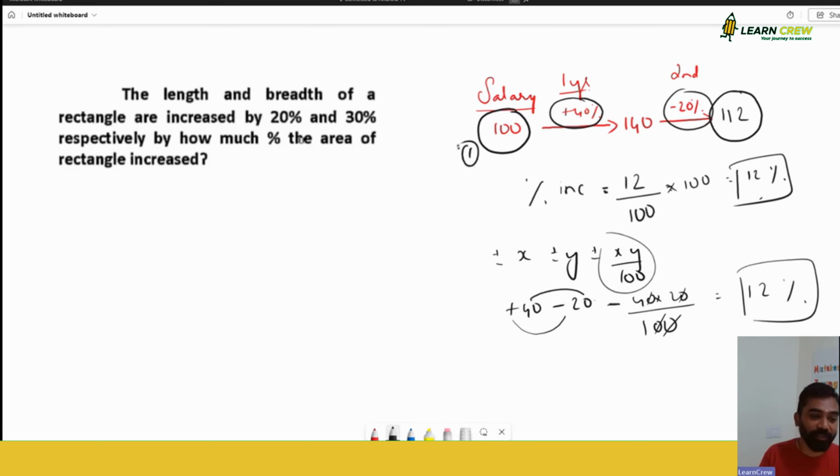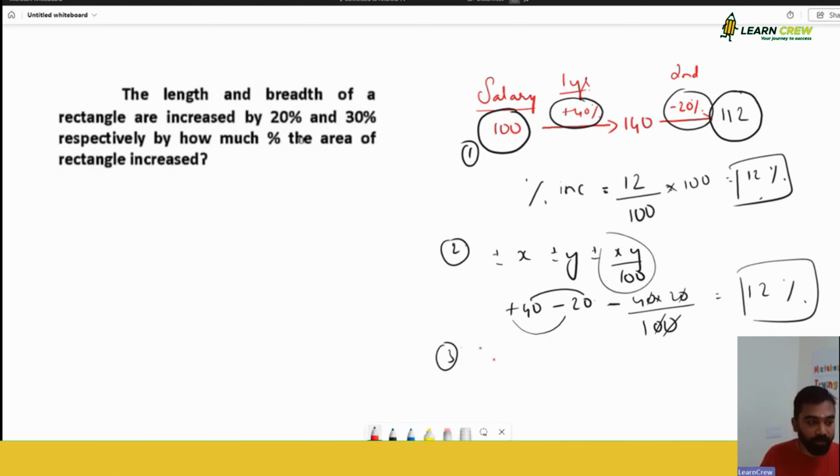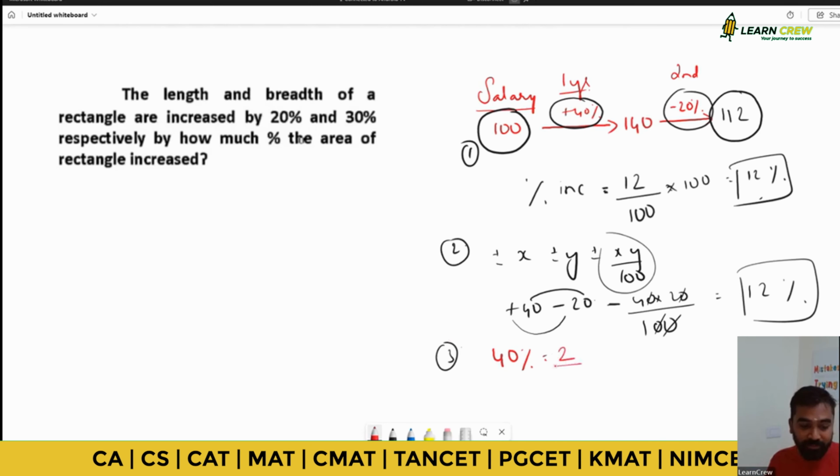So this is model number 1, this is model number 2. And the third model is the easiest one, what I would suggest as the fastest way to do any kind of problems in this case. Now, what are they giving? The percentage increase in salary is 40%. How do you represent 40% in terms of fraction? 2 by 5.